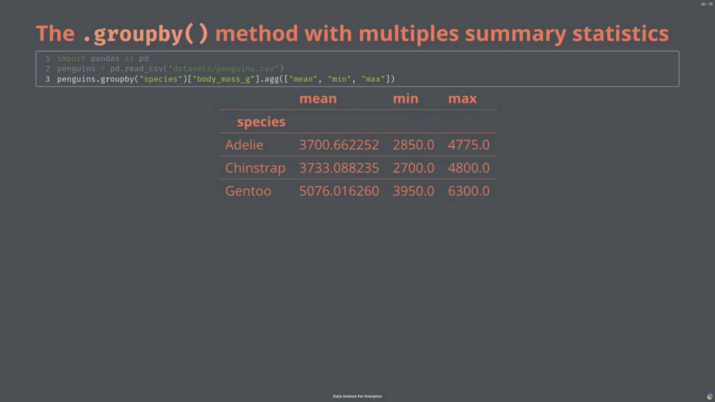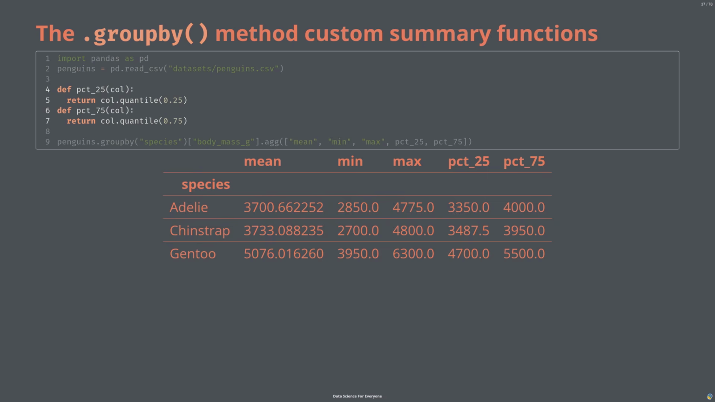We can compute several summary statistics at once by grouping and then calling a list of the summary functions inside the agg method. Here, we are summarizing by mean, maximum, and minimum on the body mass column while grouping by species. We can write our own summary functions and use them as well. Here, I wrote two functions, PCT25 and PCT75, each of which computes the 25th and 75th percentile respectively. We can place these functions in the list of the summary functions and call them using the agg method.